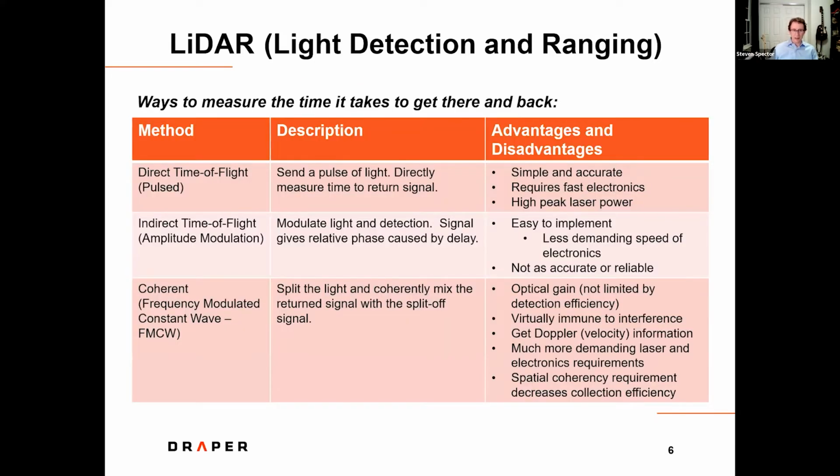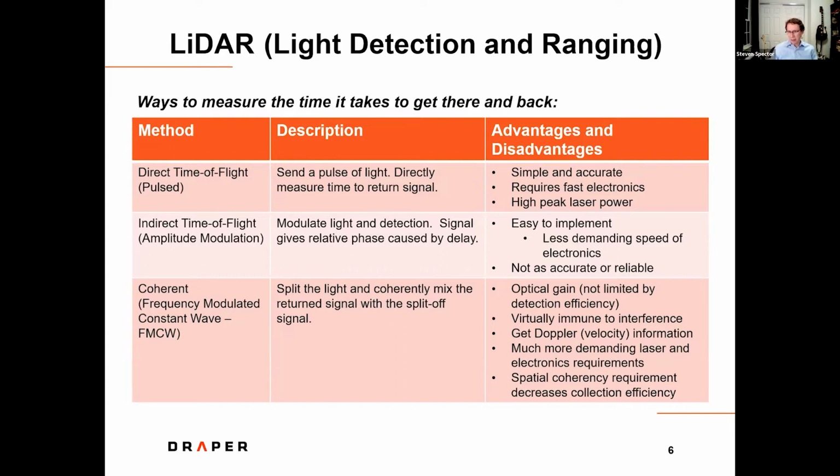And that's known as direct time of flight. That's one way to measure the time of the light going back and forth. Direct time of flight, which is what I just described: you send out a pulse of light, start a timer, and when you get detection in return, you stop the timer and look how long it took.